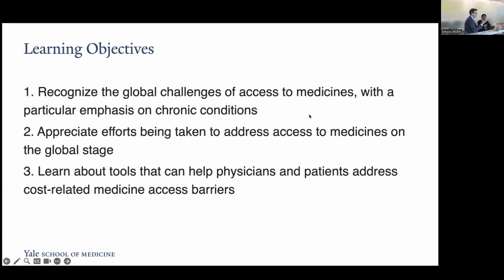So a couple of learning objectives for this talk. I want to recognize the global challenges of access to medicines with a particular emphasis on chronic conditions, to appreciate efforts being taken to address access on the global stage, and then to learn about some tools that can help physicians and patients address cost-related medicine access barriers really here.